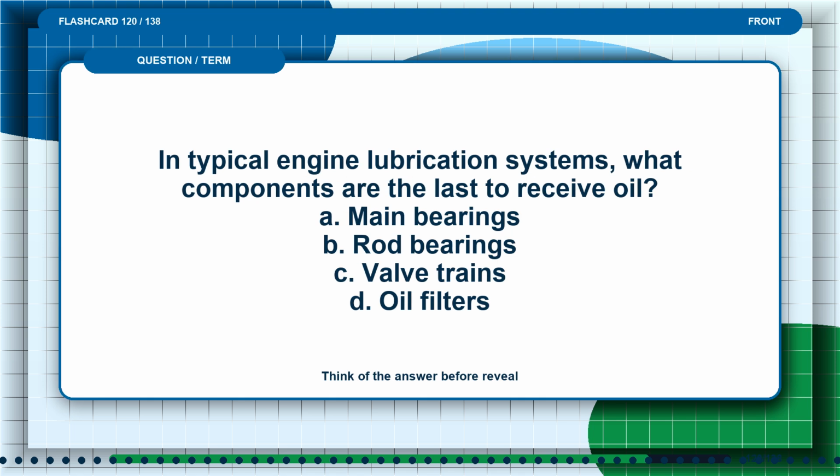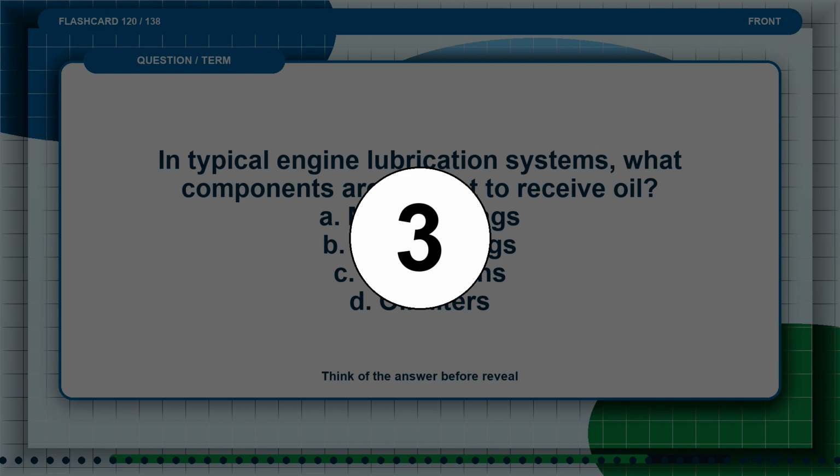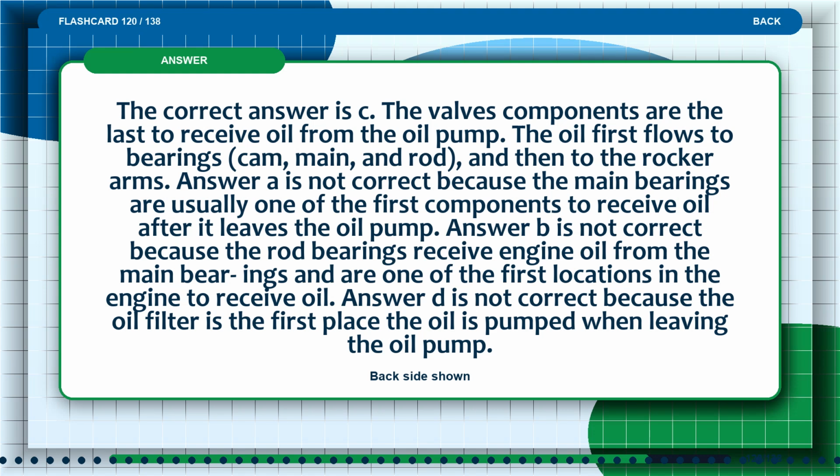Flashcard 120. In typical engine lubrication systems, what components are the last to receive oil? A. Main bearings. B. Rod bearings. C. Valve trains. D. Oil filters. Pause and think of the answer before the reveal. The answer is. The correct answer is C.